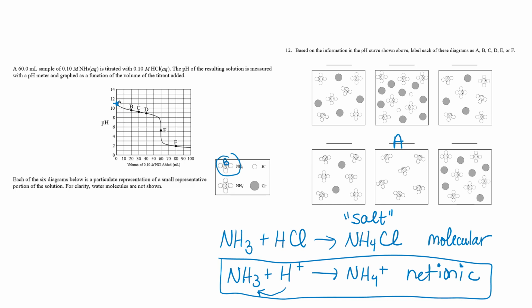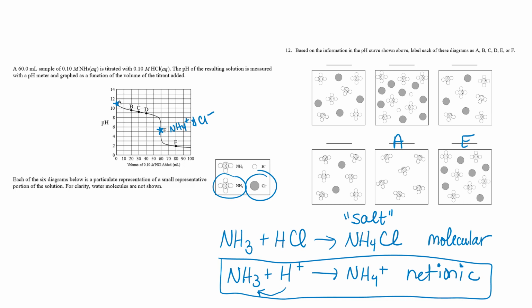And, okay, so we already figured out A. Let's figure out E. At E, we should have pure products. So at point E, at the equivalence point, we should have just NH4+ and Cl- ions floating around. So that would be these two guys right there. So that looks like that would be this one over there.